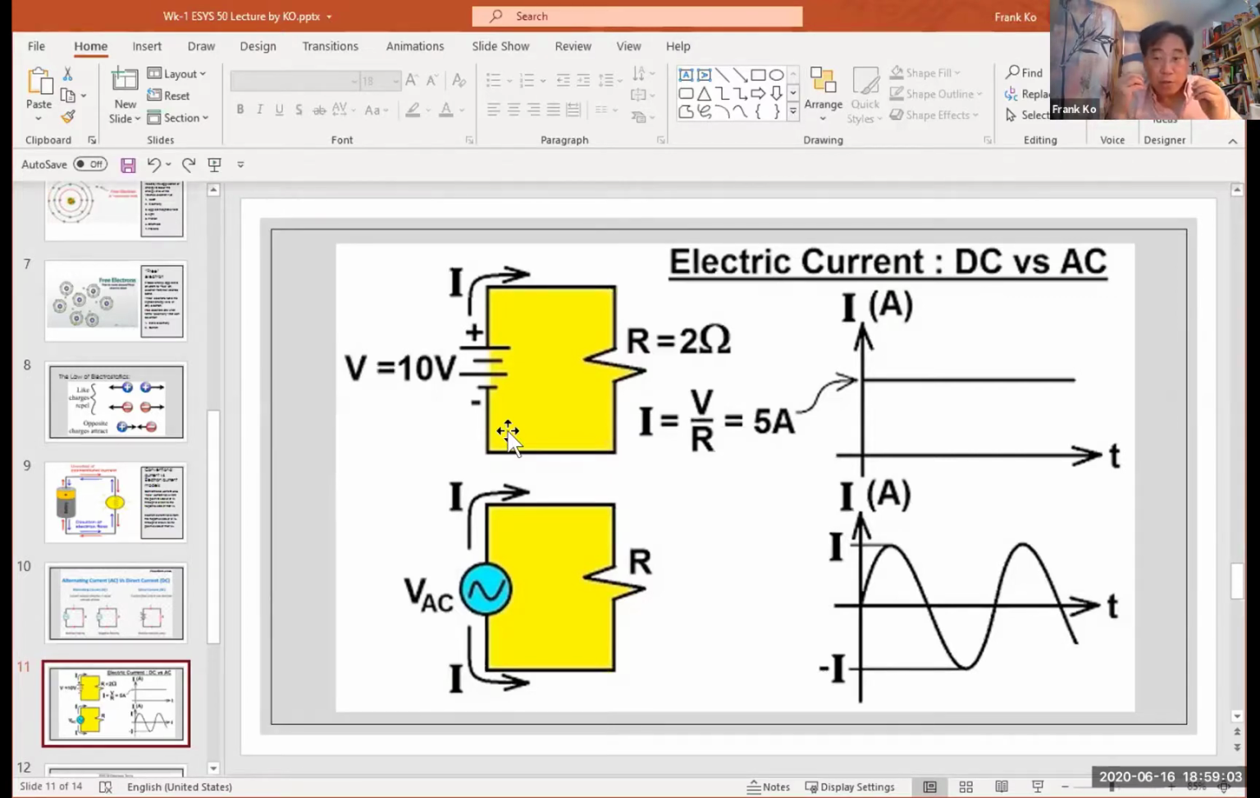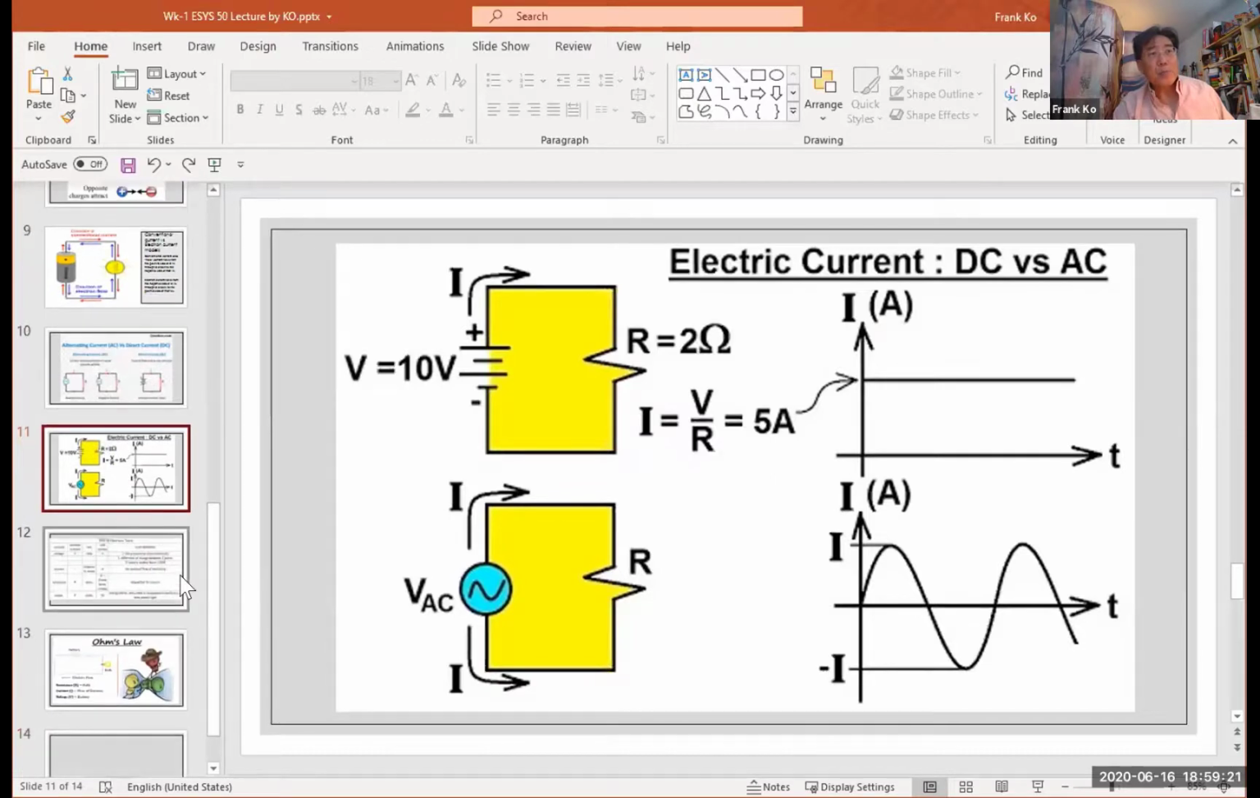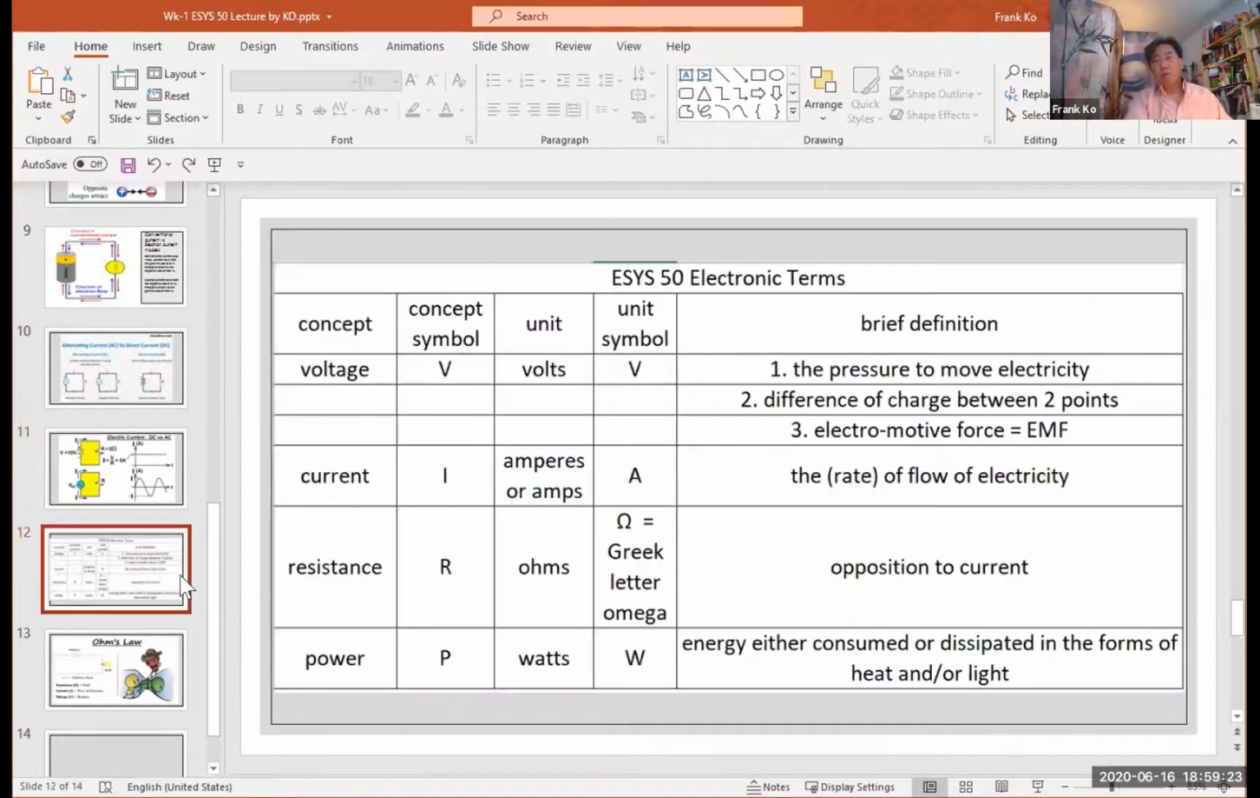So this is how we would compare the schematic, the circuit symbols for a DC voltage source and an AC voltage source, and how they compare with respect to direction of current arrows, and how they compare when we look at them on a scope. And the next slide brings up some really important words that you all need to know. Electronic terms, starting tonight: we have concept, concept symbol, unit, unit symbol, and brief definition.